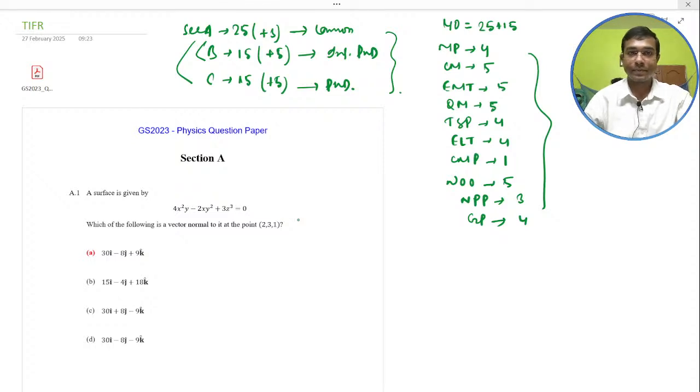So let's get started. Question number 1: a surface is given by 4x square y minus 2x y square plus 3z cube equal to 0. Which one of the following is a vector normal to the surface at the point (2, 3, 1)? First read the question carefully and give me the solution by commenting the answer, and afterwards look at my board for the elaborate solution. First try yourself.